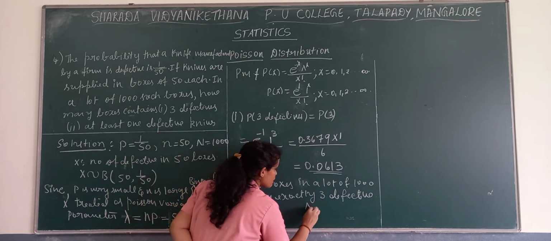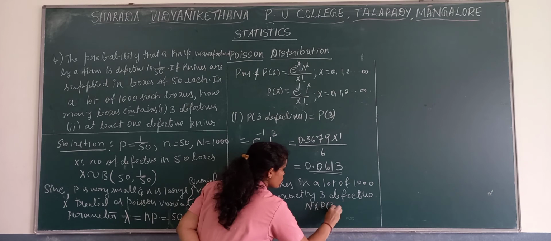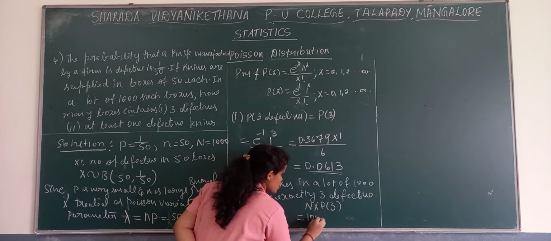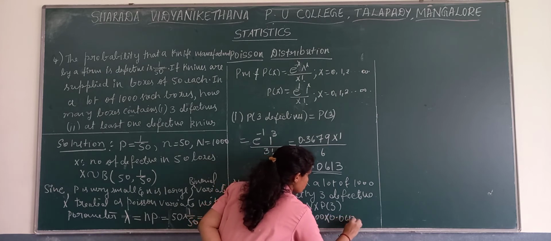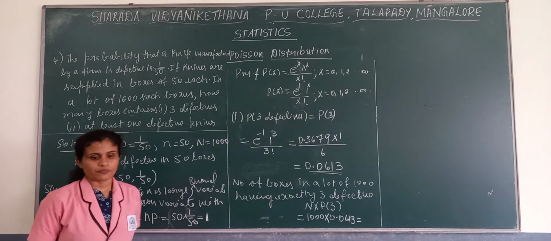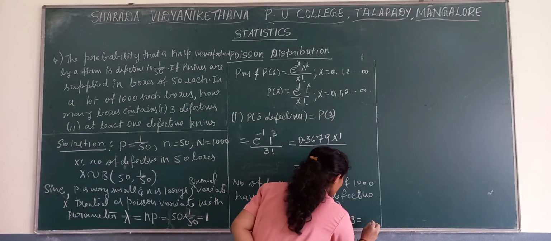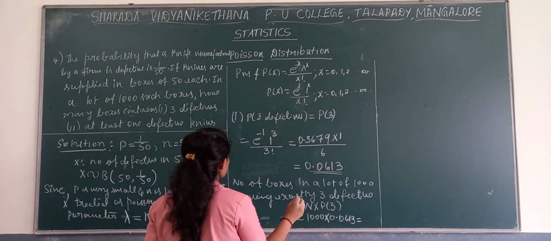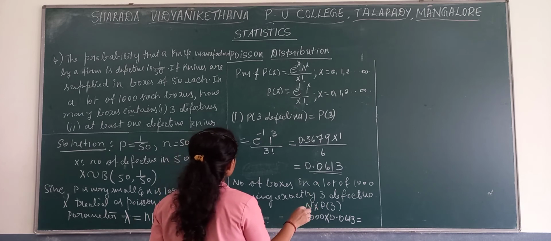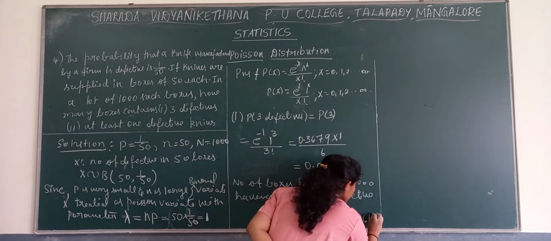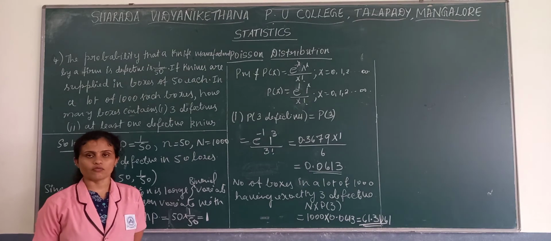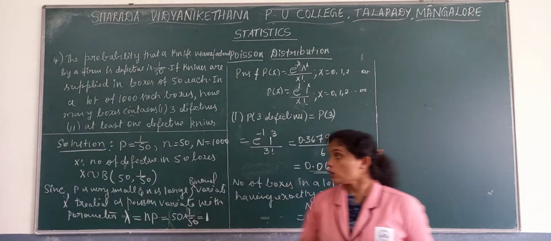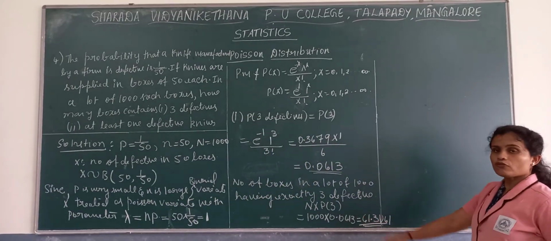So here N into P of 3. N is 1000 into P of 3, which is 0.0613. What do we get there? 61.3. So approximately this value is 61. Now here ends the first question.